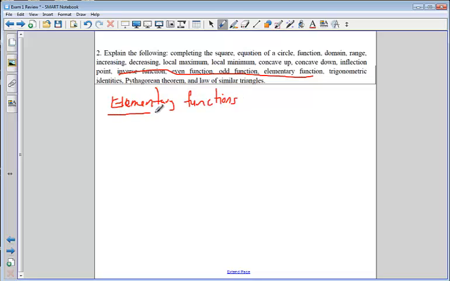And it's a very simple idea. It basically says most of the functions that we work with, or you have worked with up to now, are built out of some very basic functions. One, you have what are called the power functions. Two, you have what are called the exponential functions.